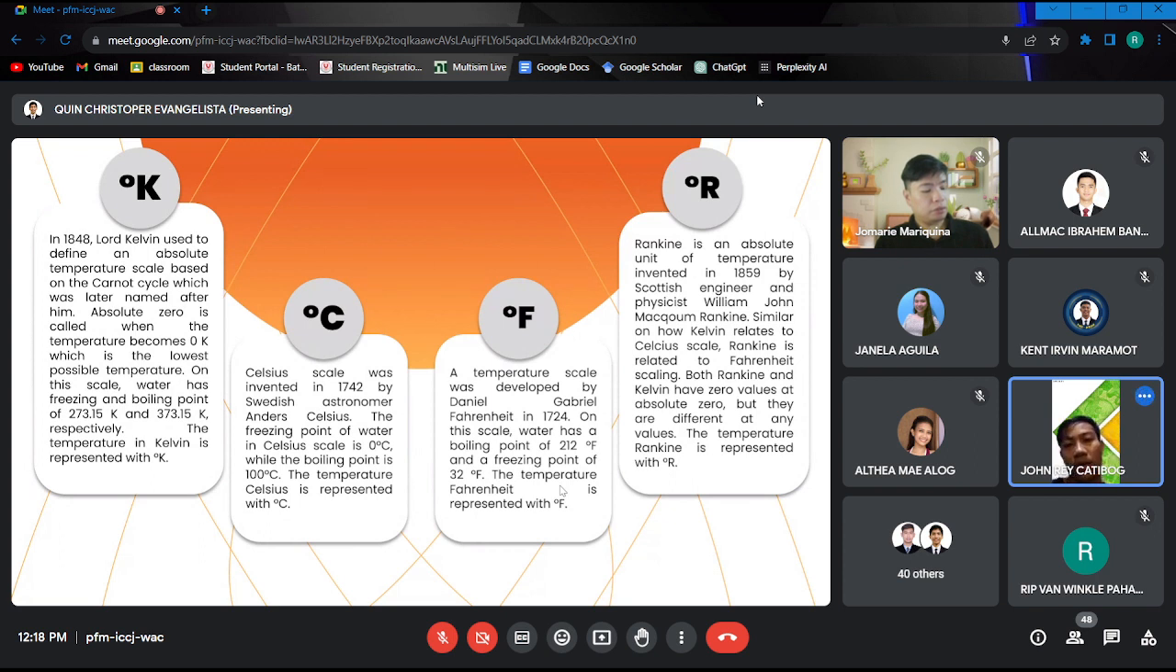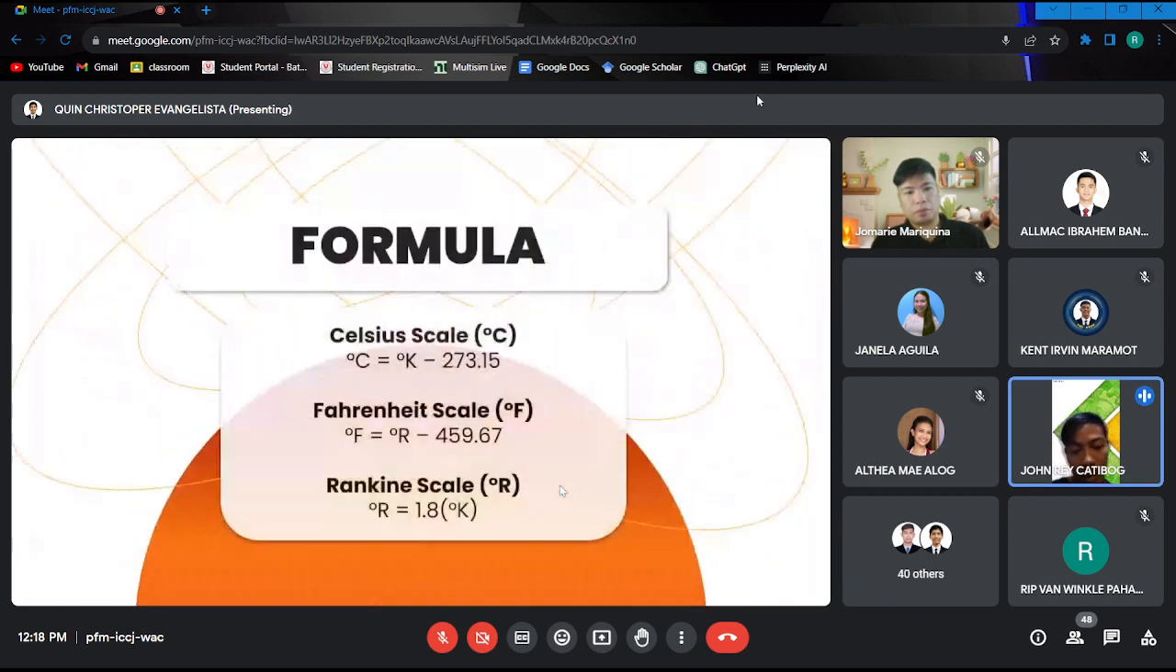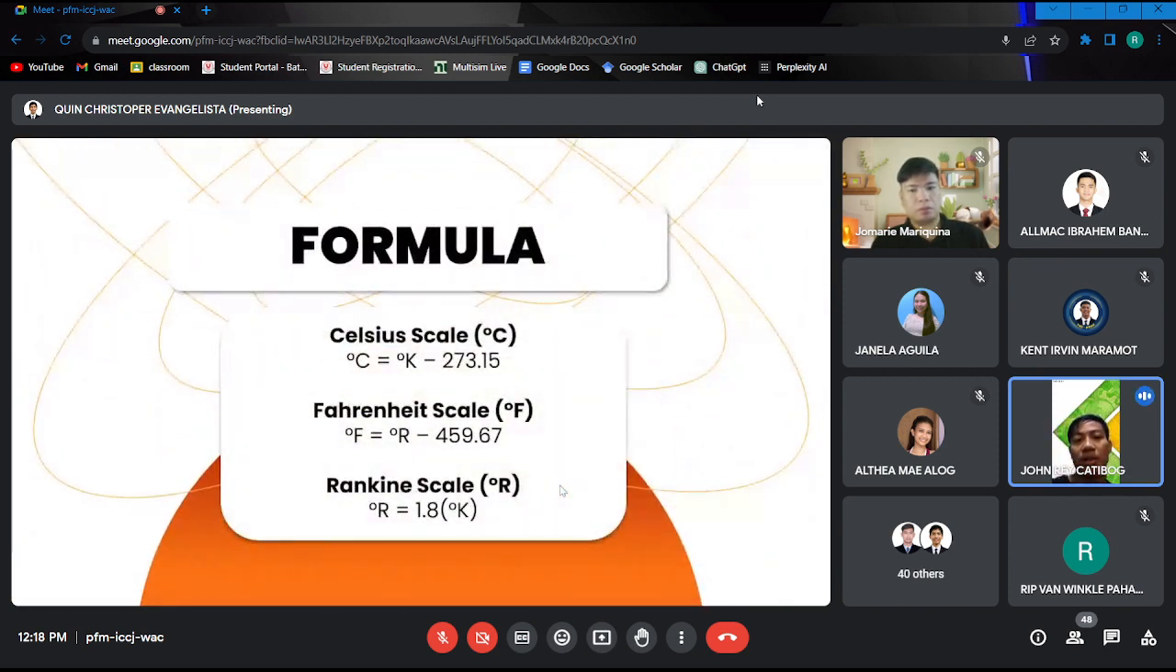So, these are the four basic temperature scales. The next slide will be introduced to you by Jones, which is the formulas of the basic temperature scales.